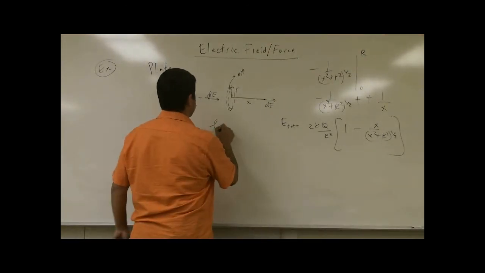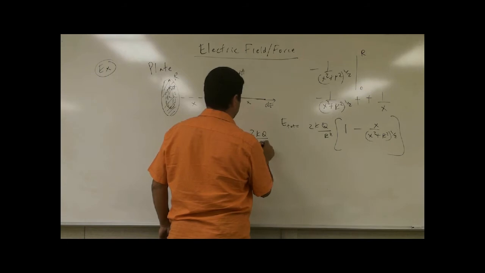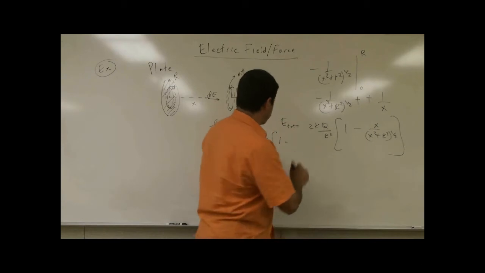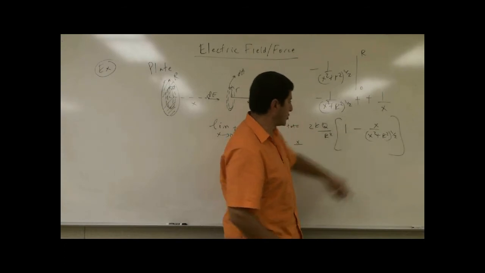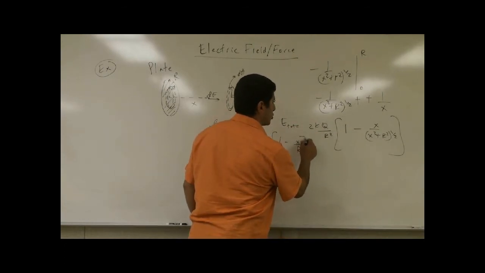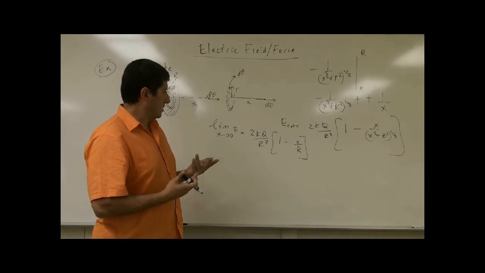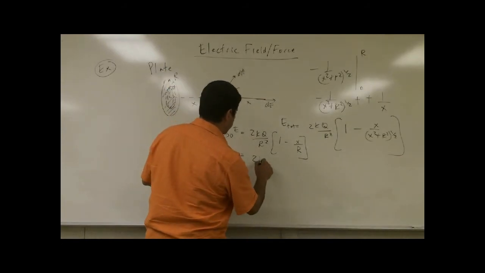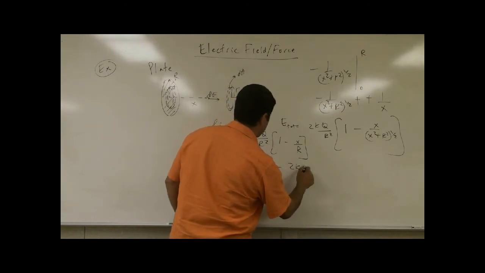Limit as x goes to 0 of the electric field, 2kq over r squared, 1 minus, and again this one becomes just x, and then when x is 0 it becomes negligible compared to that, so it basically is going to have x over r, 1 minus x over r. So the electric field right at the center is equal to what? When x is equal to 0, it's going to be 2kq over r squared, if I distribute this in, minus 2kqx over r cubed.